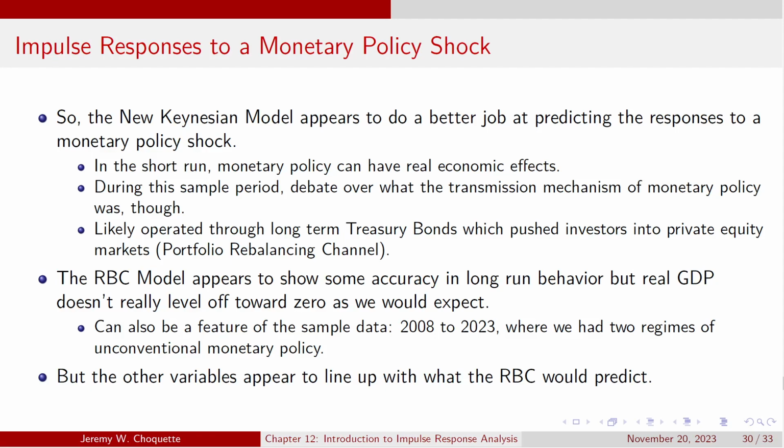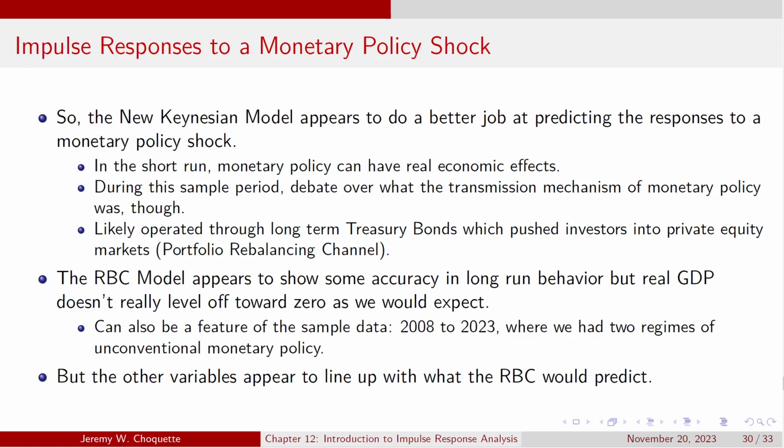During the sample period, there's some debate over what the transmission mechanism of monetary policy was, though. It likely operated through the yield on treasury bonds, which pushed investors into private equity markets. The idea is if you're holding a lot of these long-term treasuries, you're getting whatever the yield was on those bonds. If the central bank comes and buys up all of those treasuries, well, the yield on those will be falling. And you're going to go, okay, well, I can get a higher return if I go elsewhere, namely private equity markets. So you go into private equity markets, you buy stock, boom, that ends up driving real economic activity.